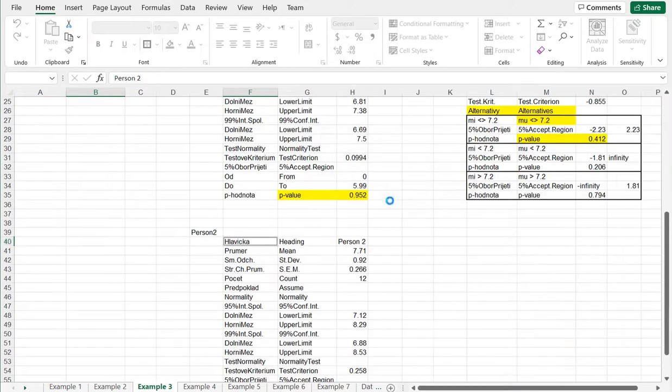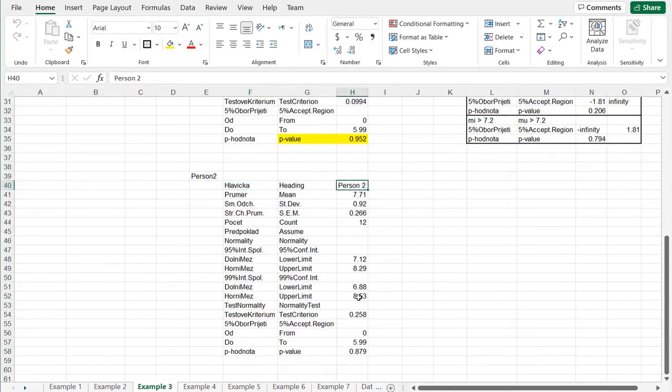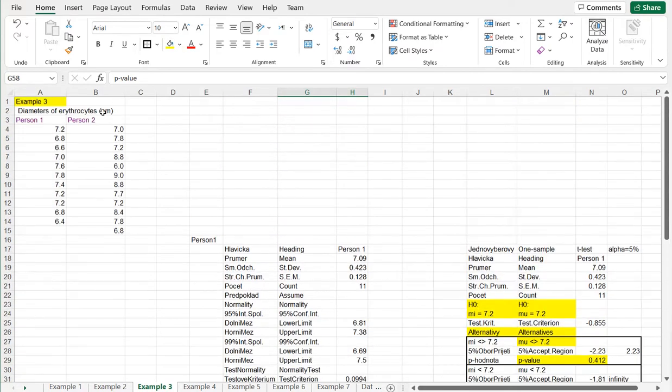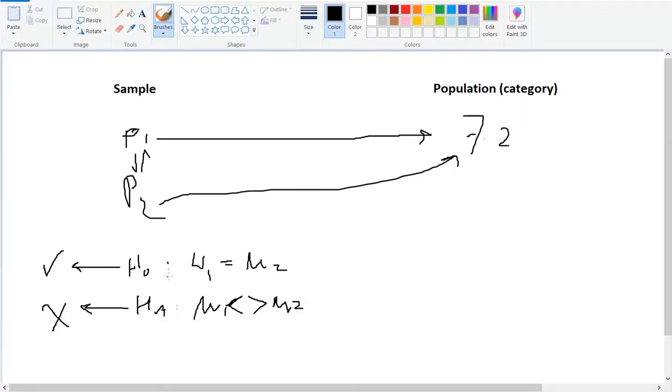We want a normality test, and person 2 normality is 0.8. It's well above 0.05. Therefore, it is normal. Done. So now we want to do a 2 sample t-test, like we had concluded in our paint drawing. It's a 2 sample t-test. All right.